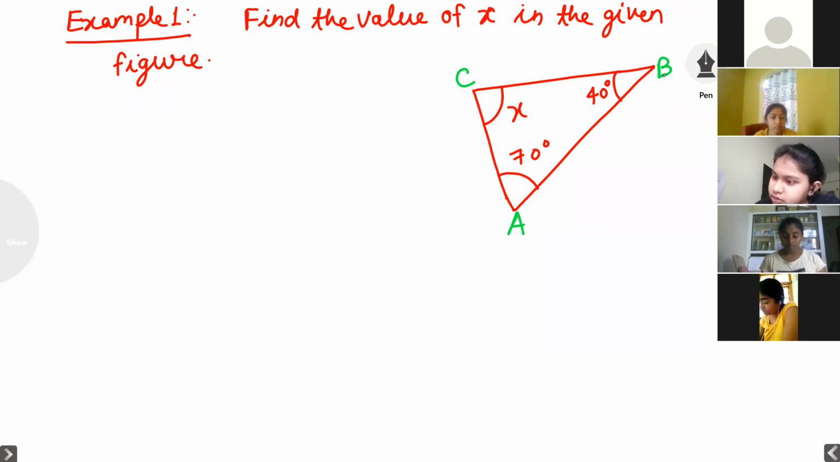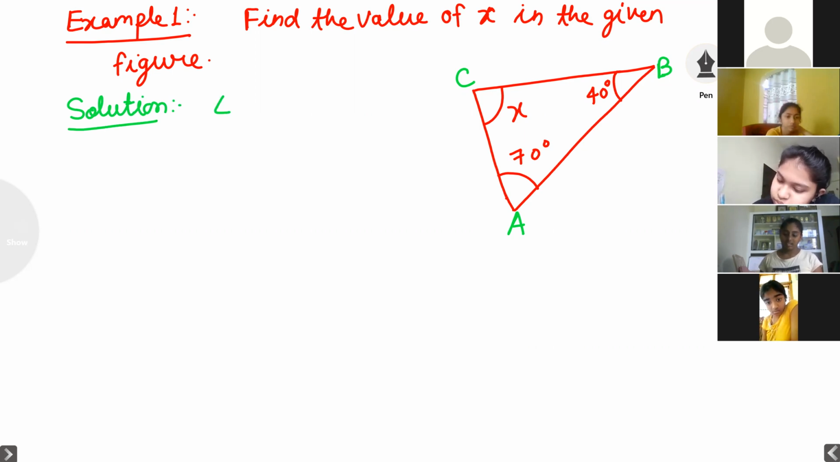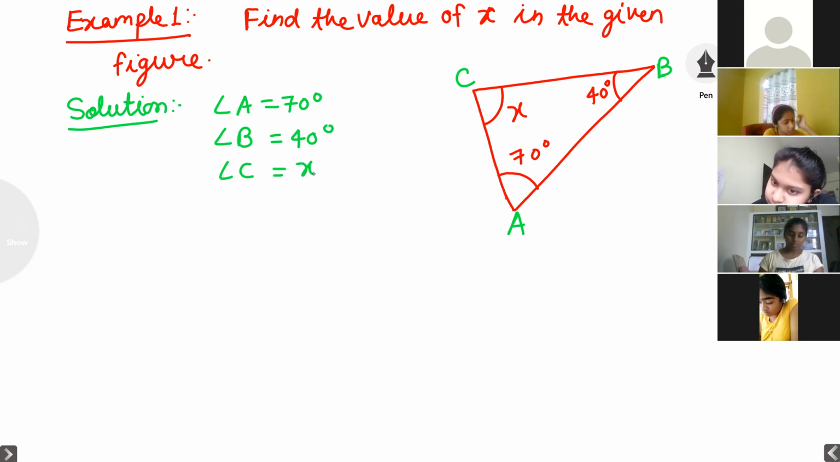Now in this figure, you are observing angle A. What is angle A here? Angle A is 70 degrees. Angle B is equal to 40 degrees. Angle C is equal to x, which means I want to find it out.